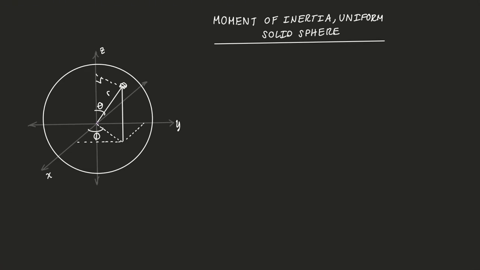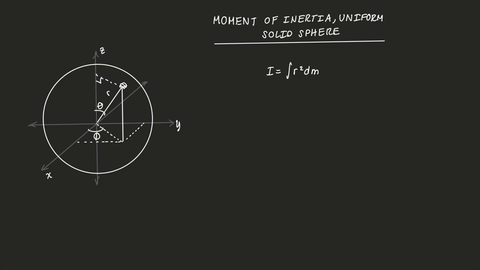Okay, so today we're going to go over the moment of inertia equation for a uniform solid sphere. And to start, we can just begin with the equation in integral form, which says that I is equal to the integral of r squared dm.